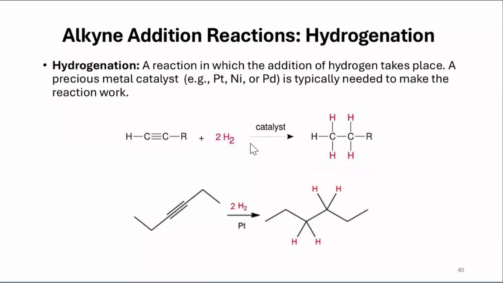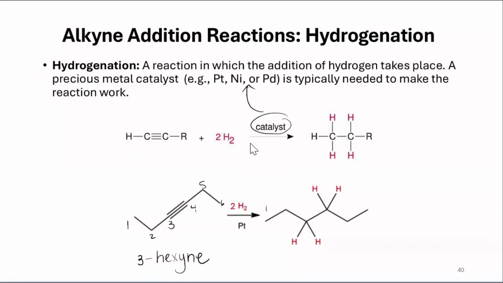The catalyst used here can be platinum, it could be nickel, or it could be palladium, any of them. So this term catalyst refers to these metals. So we can see in the example below that if we have the following alkyne, which has 1, 2, 3, 4, 5, 6 carbons. This is 3-hexyne.